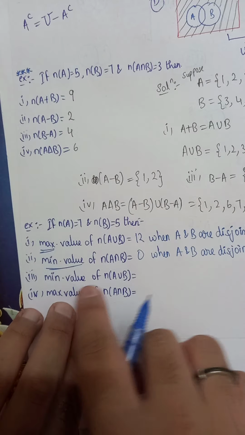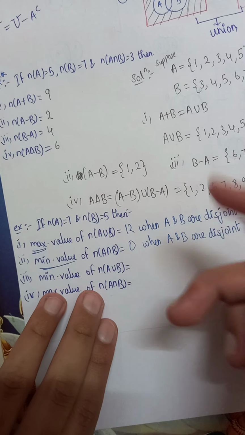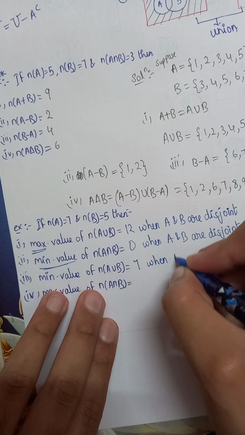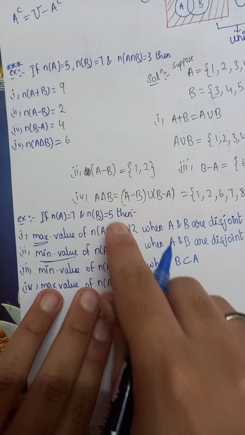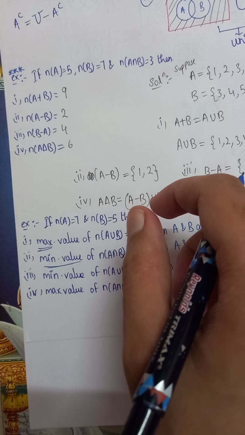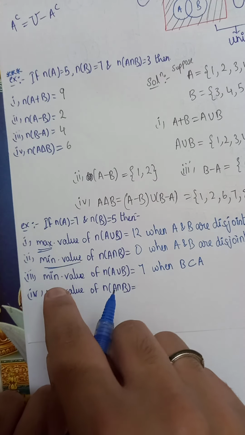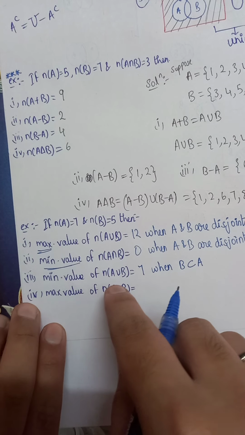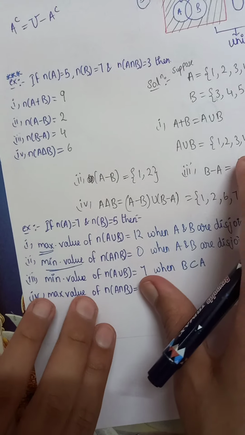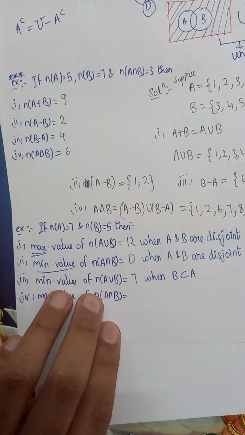Next, the minimum value of the number of elements in A union B. The minimum value is 7. It is minimum when B is a subset of A. When B is a subset of A, this means all the elements which lie in B also lie in A. So by taking the minimum value of the number of elements in A union B, you get 7. Why 7? Because you don't repeat the elements, right? While writing a set, you should not repeat elements.